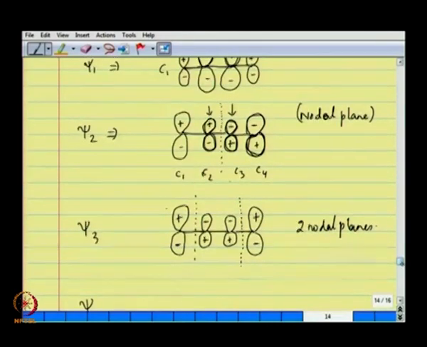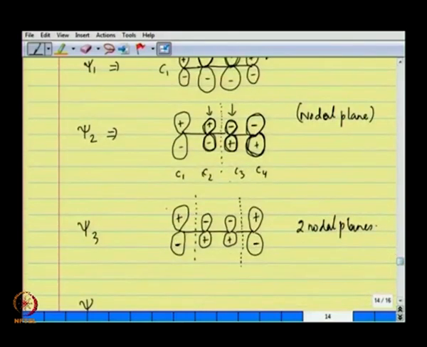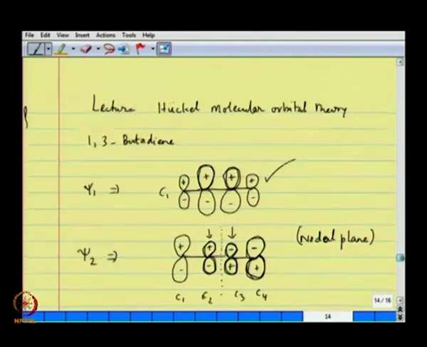So it sort of tells you that this is clearly bonding. This is less bonding, there is a nodal plane, but still the carbon densities are such that there is a symmetry of the electron density reflected from the middle of the C1, C2, C3, C4 chain. But what about psi 4?